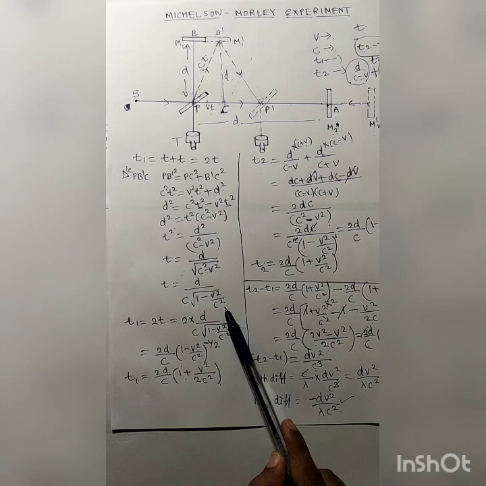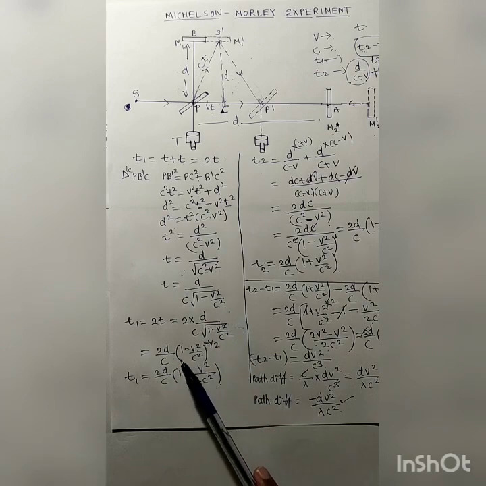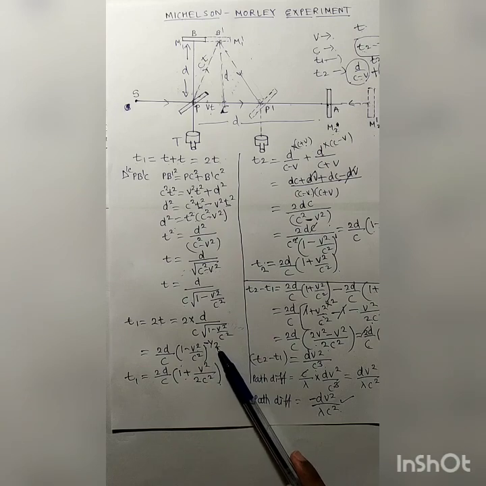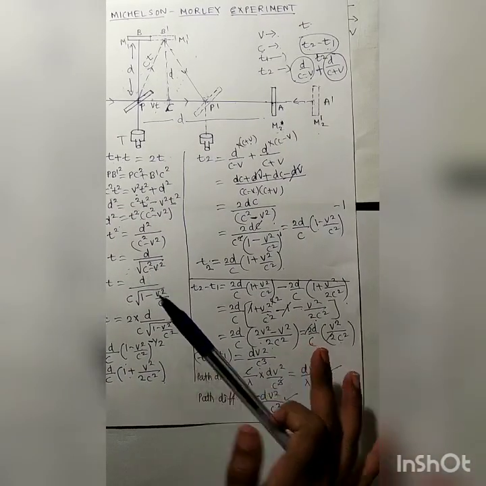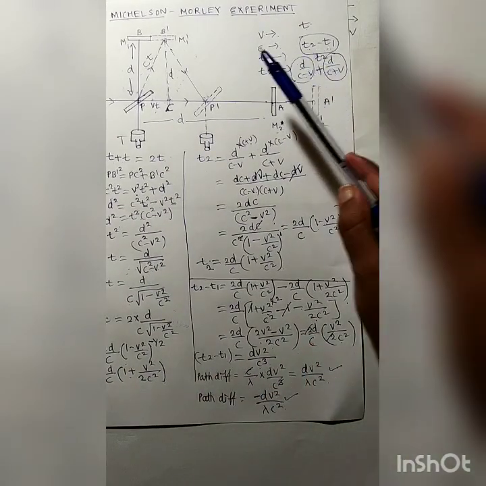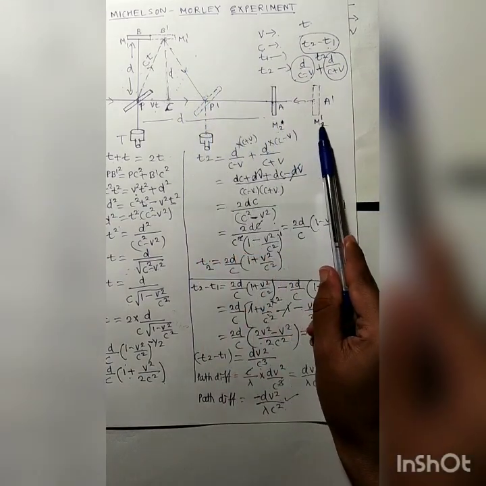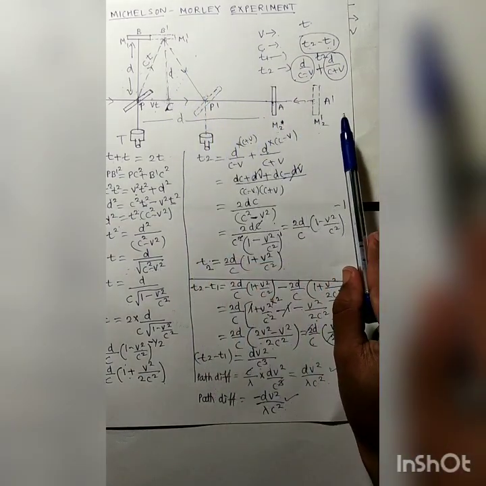It will go to the numerator. So we will get into the bracket 1 minus v square by c square raised to minus 1 by 2. It is in the form of 1 minus x raised to minus 1 by 2, which value is equal to 1 plus x by 2. So we got the t1 value. Next our job is to find the T2 value. As the transmitted ray is moving in this direction, the setup is also moving in this direction.